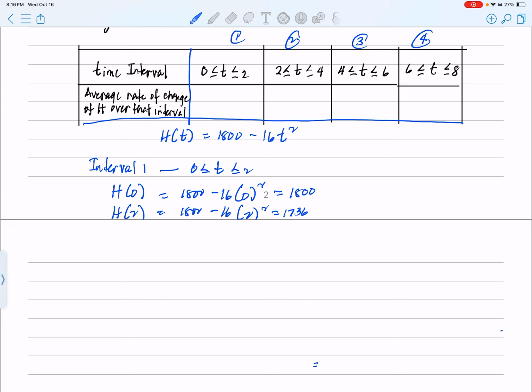So let's get the rate of change here. That would be y2 minus y1 over x2 minus x1. So our y2 is 1736 minus 1800 over 2 minus 0. So what do you have? Let's compute. That is negative 32.